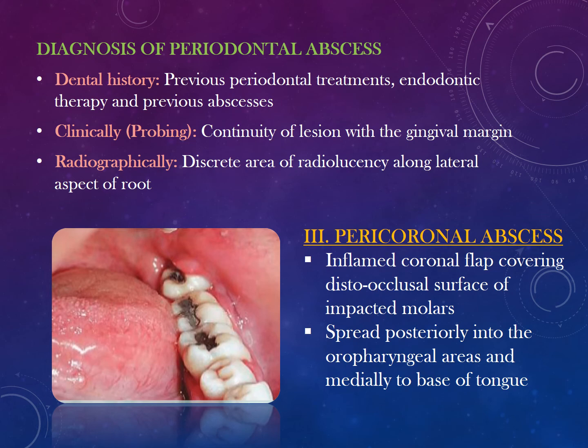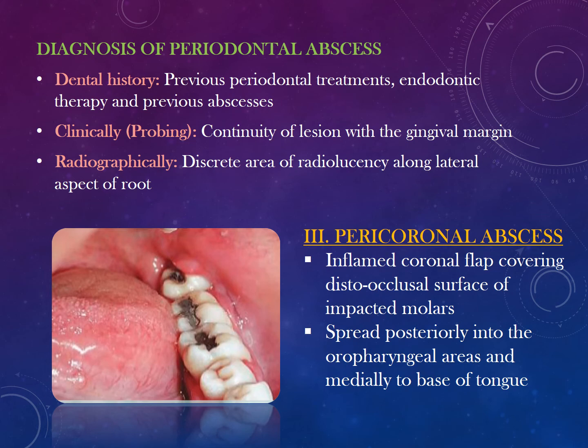Next, clinically, we can determine by probing the suspected area. If there is a continuity of lesion with the gingival margin, then it clearly shows that the abscess is of periodontal origin. Radiographically, you can see a discrete area of radiolucency along the lateral aspect of the root. Lesions in the soft tissue wall of the periodontal pocket are less likely to produce the radiographic changes.